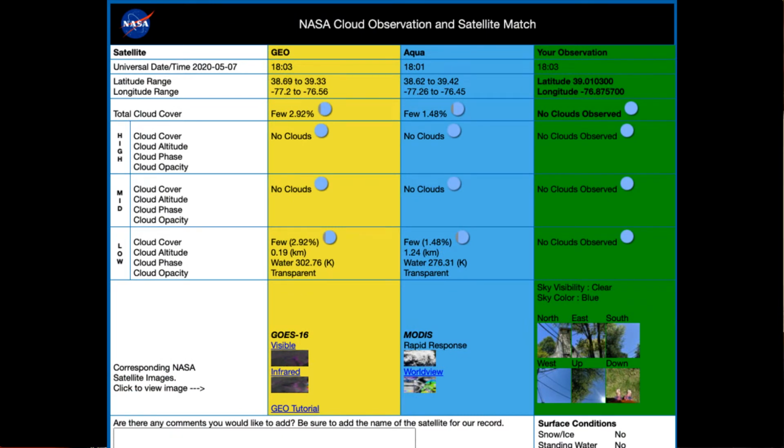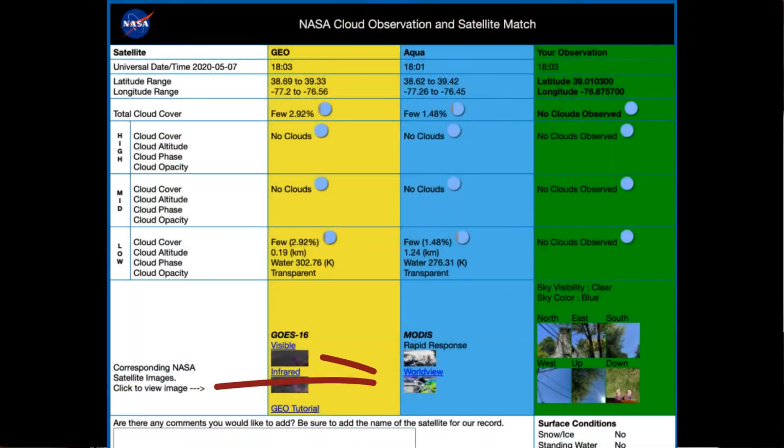Okay, so what I notice about this one is that both Aqua and GOES East reported low clouds, but I didn't see anything. I have two ideas about what might have happened here. First, I've been working from home, so I've also been taking observations from home. I love that my neighborhood is full of trees, but it doesn't make observing clouds very easy. So my view might have been blocked.